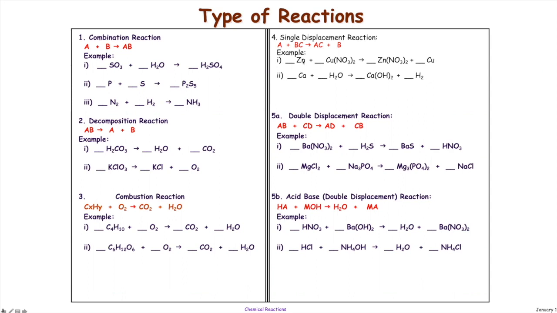What happens is that one element removes a partner from this ionic substance, this salt. This is a salt because it's got a cation and anion, and the element replaces it. It's a single displacement. This is the general form.